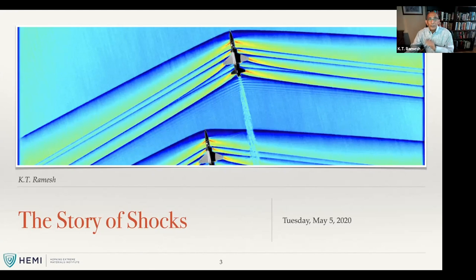We can talk about how you do that later. But these lines are the shockwaves. And we want to talk about things like that. You'll see there are different colors in here, the dark blue and the dark red. We'll come to that at some point.